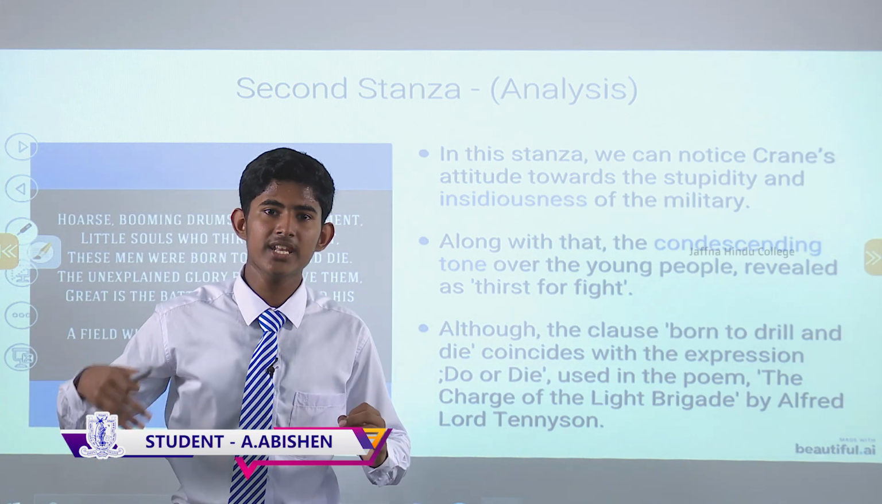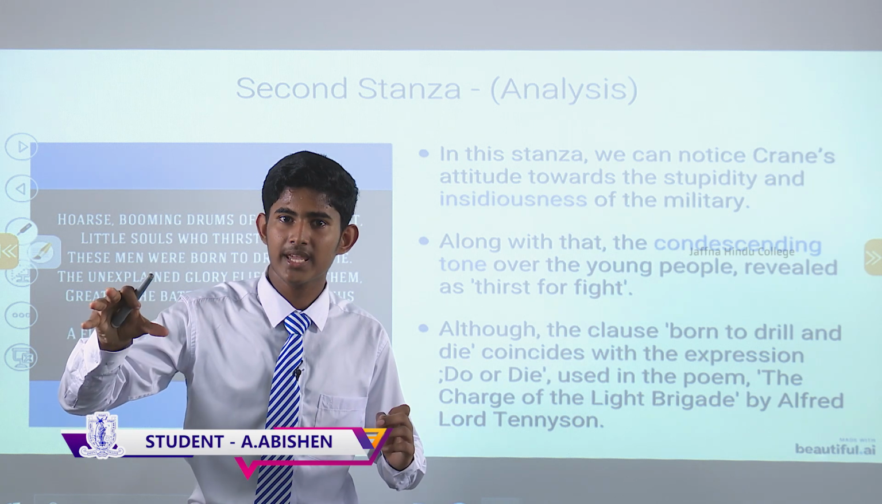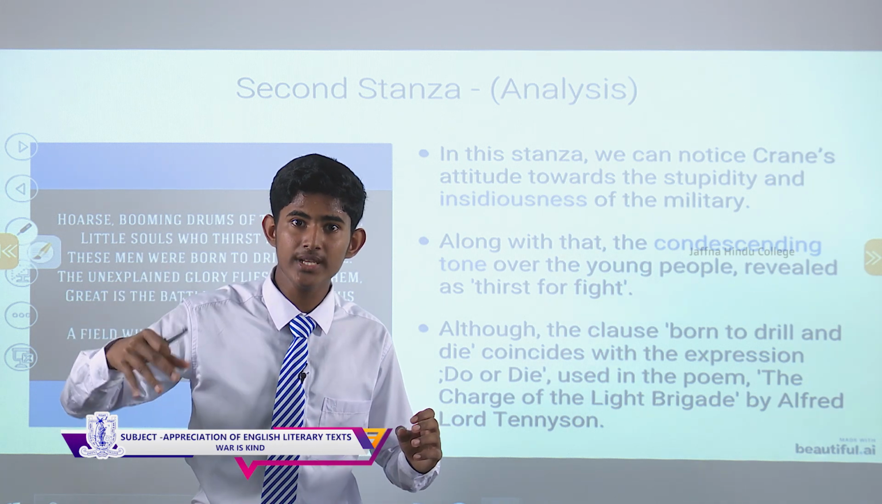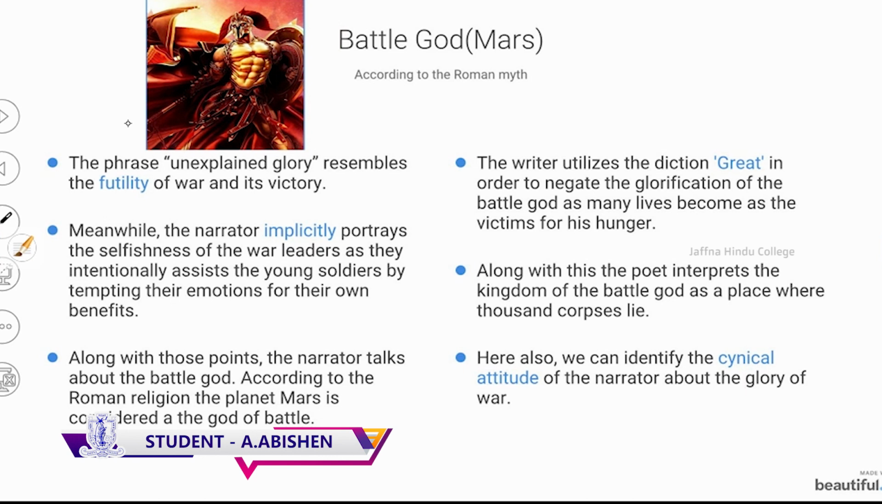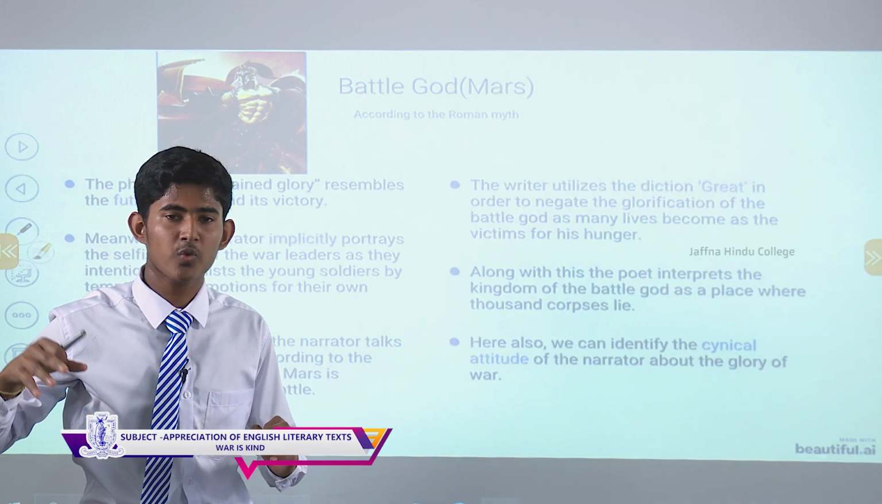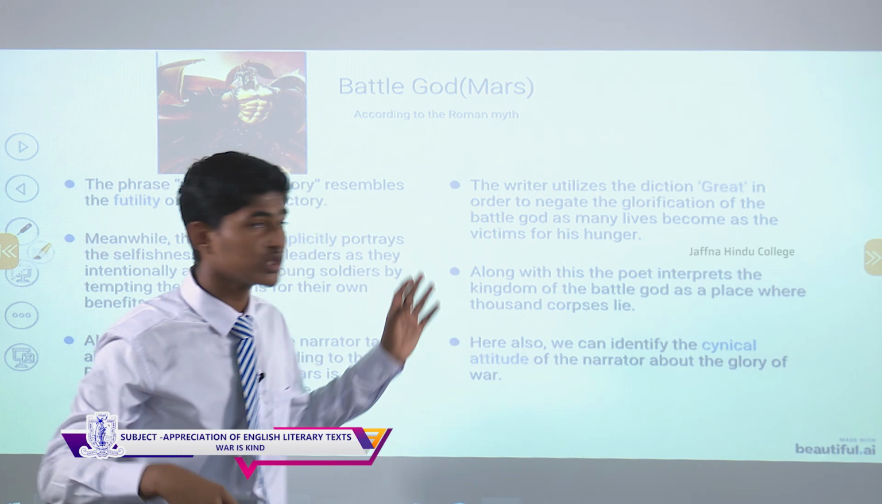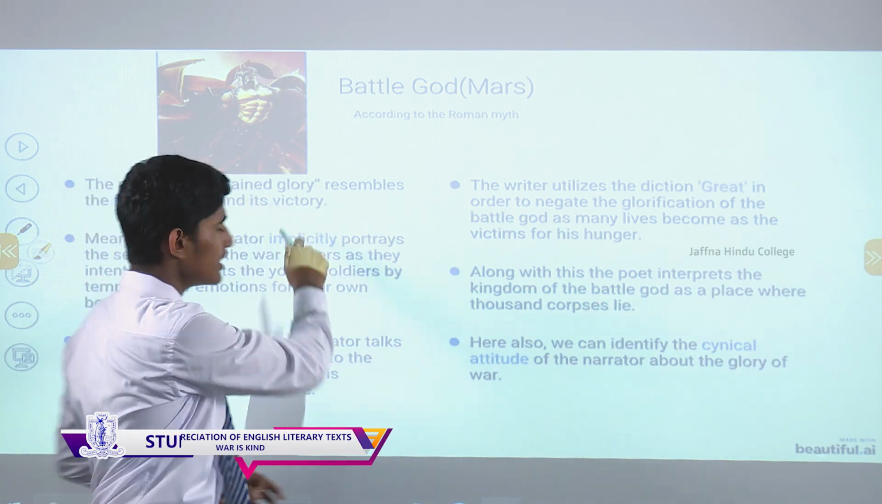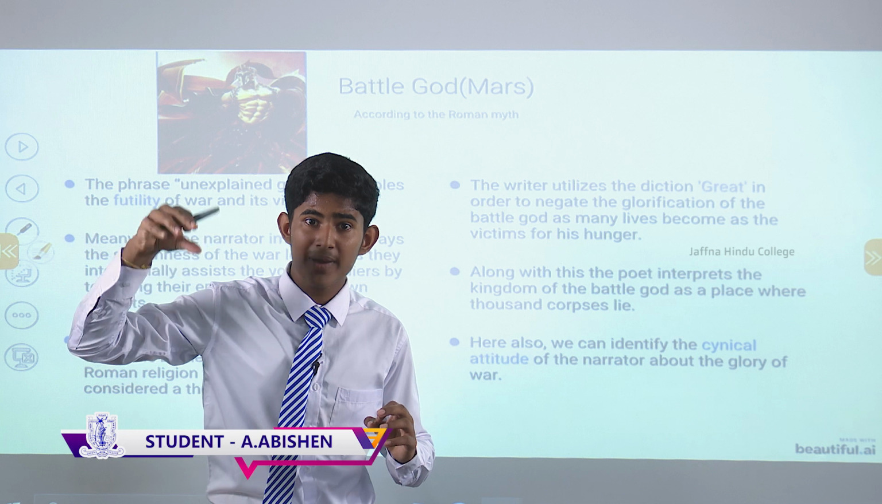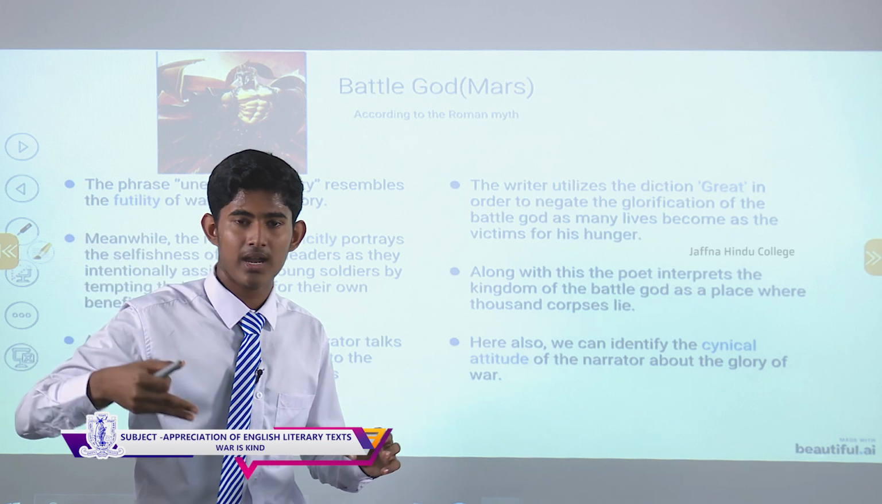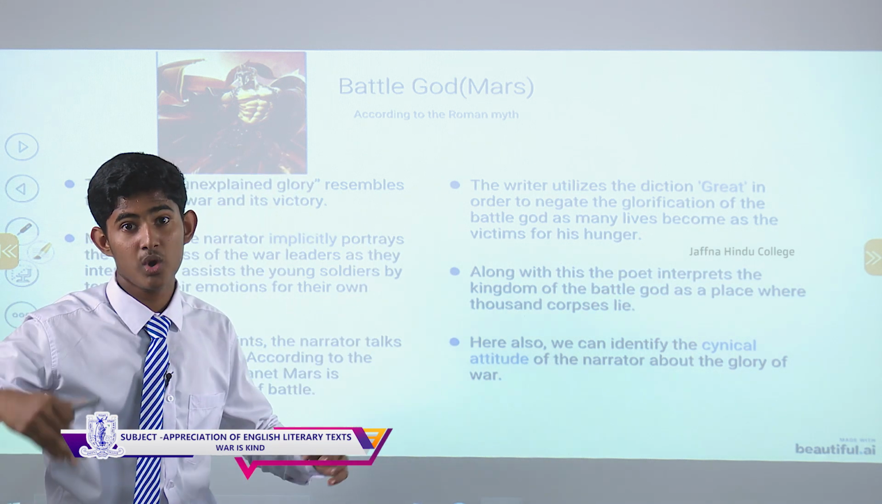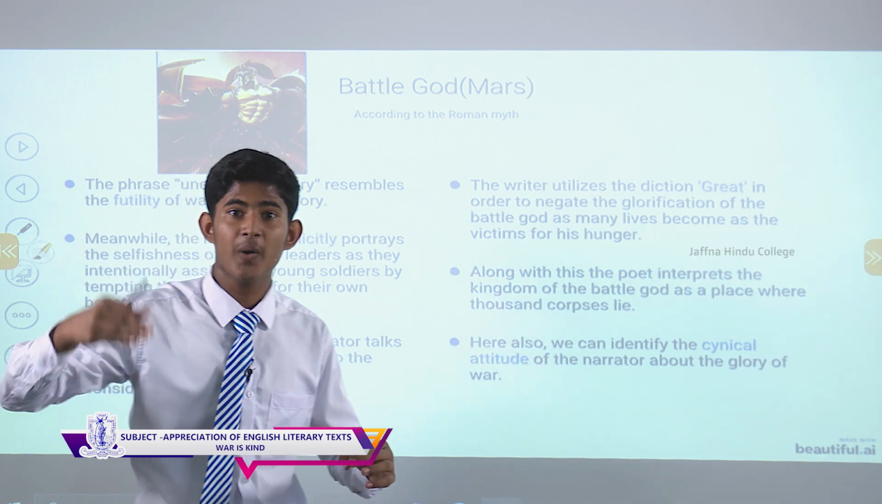Then the unexplained glory flies above them. The unexplained glory resembles the illusion made by the warmongers for these young men. Then great is the battle god, great and his kingdom. Here you can see the picture of a battle god. According to Roman mythology, battle god refers to the planet Mars, and the poet is negating the battle god's glorification also, because he uses some sarcastic adjectives in front of great is the battle god, great and his kingdom, a field where 1,000 corpses lie.